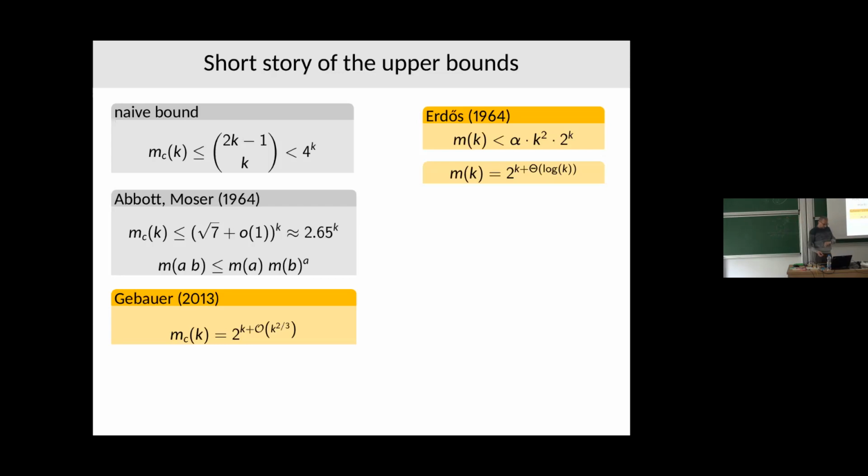Now, this construction. Oh, what about the number of vertices? I said in the naive bound we have like 2^k vertices. In Erdős's probabilistic bound we have like k squared. Here, the number of vertices is exponential. That's just by this construction. And in the Gebauer construction, it is also exponential. And in the improvement that I'm going to present, it's also still exponential.